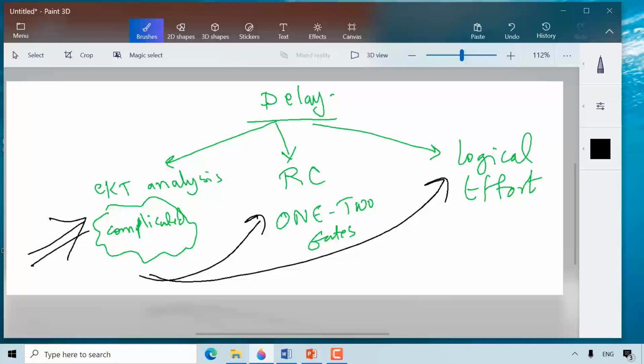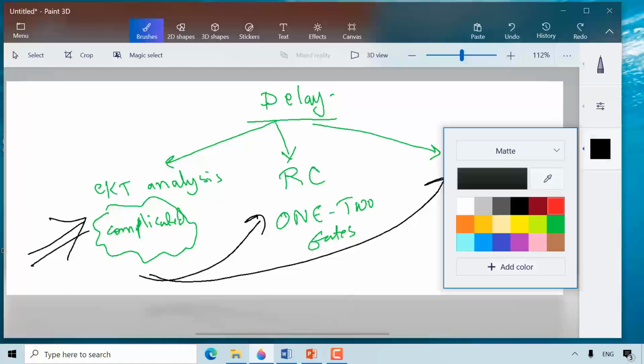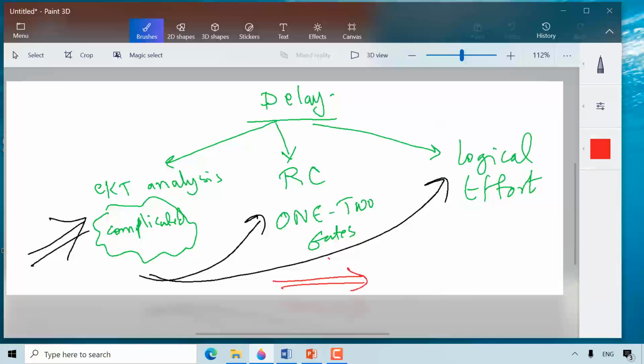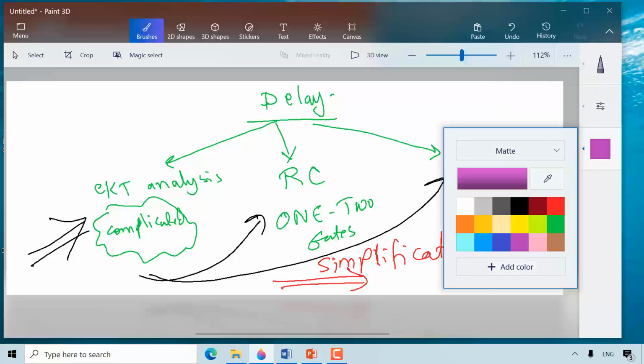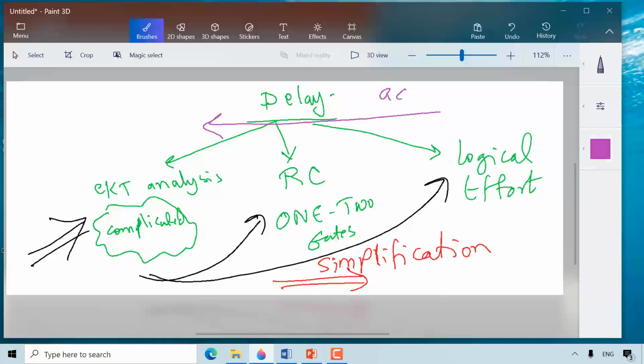Now, as we go from one method to another, in this direction we are doing simplification. And of course, needless to say, in terms of accuracy, we go that way. So the circuit analysis is typically accurate, while the logical effort is less accurate, but it allows me to do a lot of estimation very quickly.